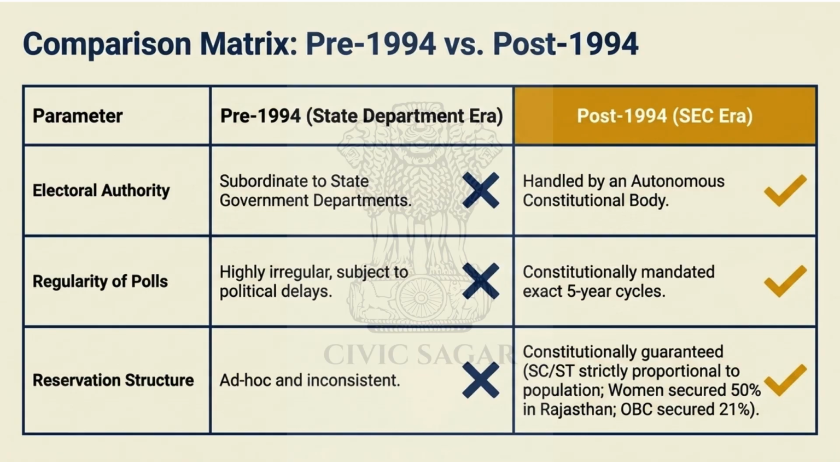The 73rd and 74th Amendments transformed local governance in Rajasthan. Electoral authority shifted from subordinate state government departments to an independent constitutional body. Regularity: irregular, delayed elections were replaced by constitutionally mandated 5-year cycles. Reservations: ad hoc systems gave way to guaranteed proportional representation for SC and ST groups, 21% reservation for OBCs, and an expanded 50% reservation for women in Rajasthan local bodies.